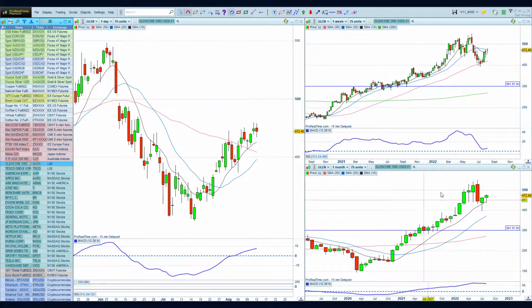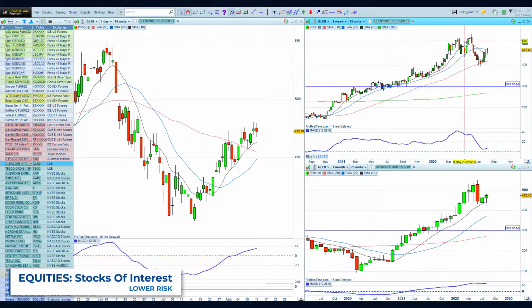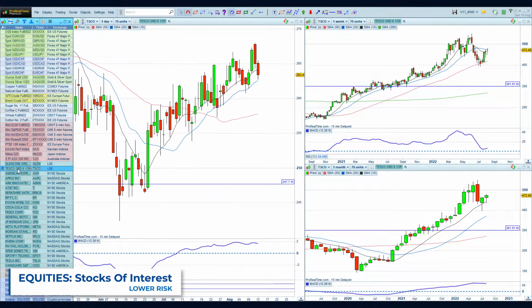Right, so Glencore as well, very nice follow through so far, all looking good. We're heading above these levels of support. For the most part, all looking pretty good.